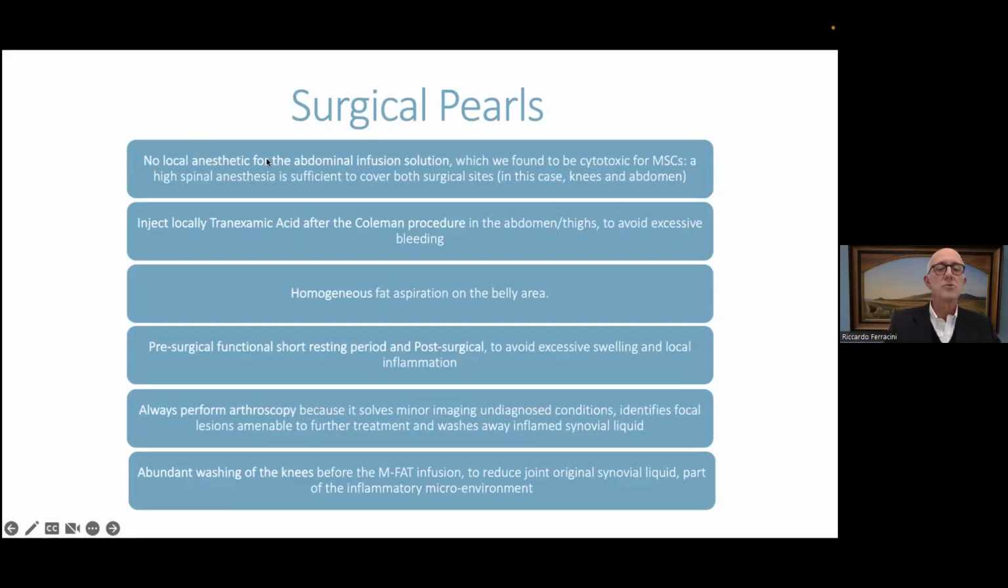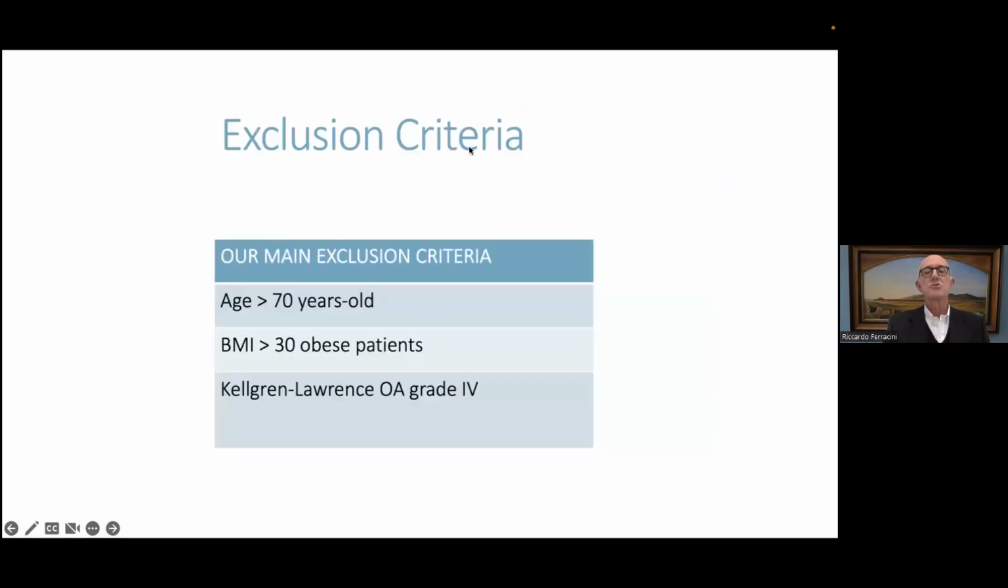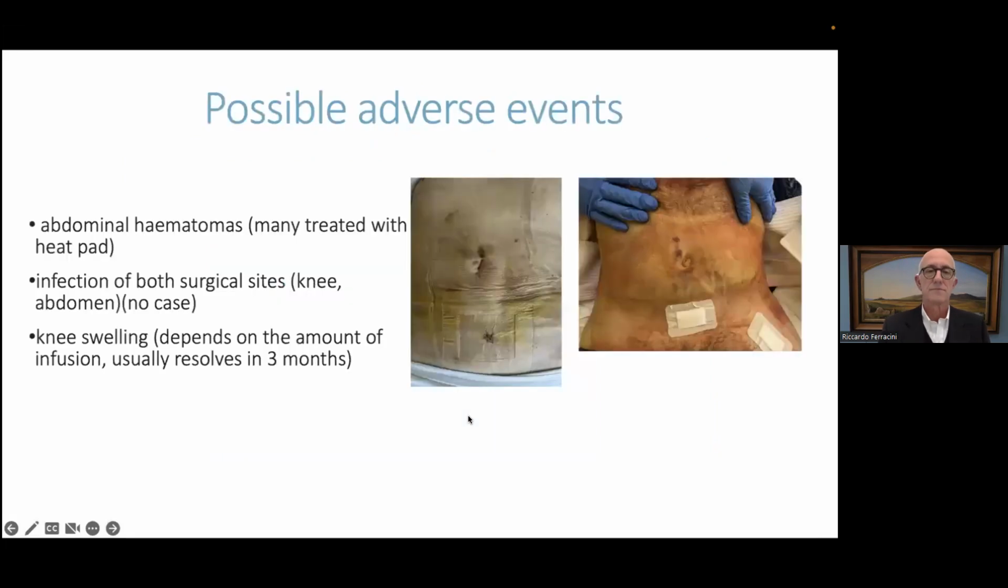This allows us to always perform arthroscopy, because it washes well, solves minor undiagnosed conditions, identifies lesions, and can thoroughly wash away inflamed synovial fluid. Exclusion criteria: age over 70, BMI over 30, Kellgren-Lawrence osteoarthritis grade 4.